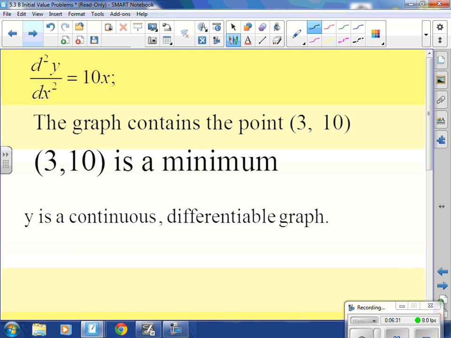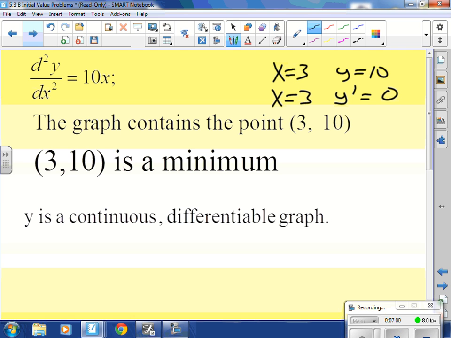Okay, so the first thing I know is that the graph contains the point (3, 10). What it's saying is when x is 3, y is 10. It also says (3, 10) is a minimum. So when x is 3, y prime is 0.